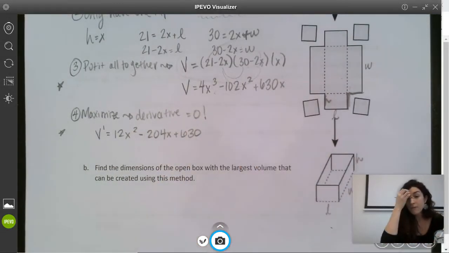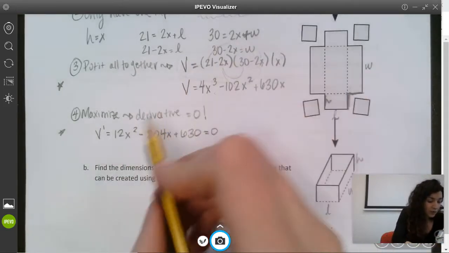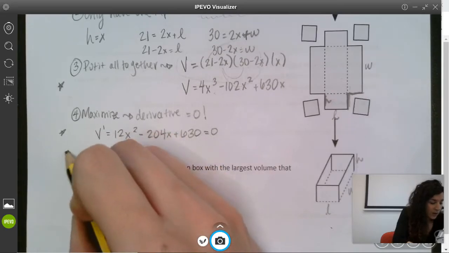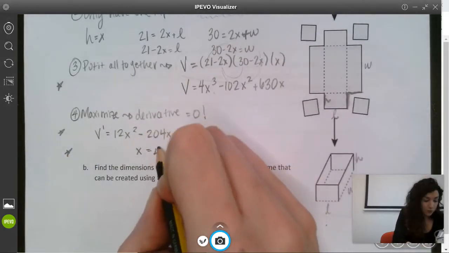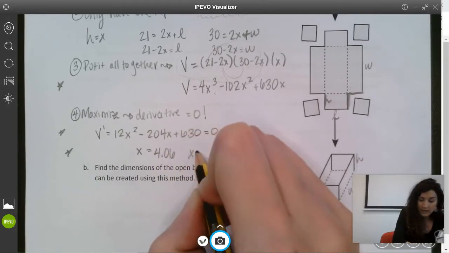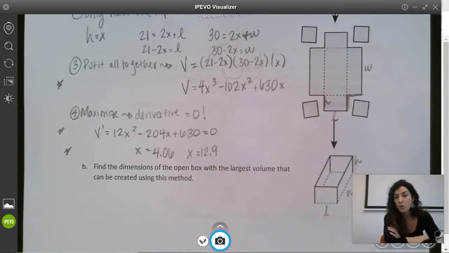Here we have our derivative function. Setting it equal to 0 will give us x values of what? Our first x value is 4.06, and our second x value is 12.9. Remember, you can graph it and find the x-intercept, or you can use your polynomial root finder on your TI-84 or TI-Nspire. But those are your two x-intercepts. We need to figure out which one is the maximum and which one's the minimum, because they're not both maximums.